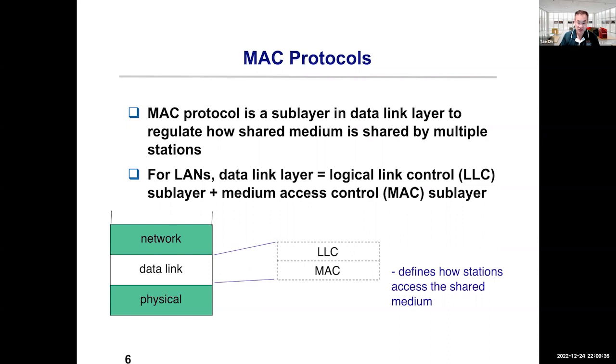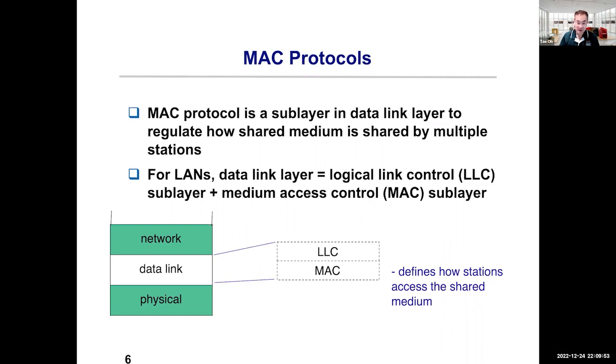The MAC address is, you could say, printed on each device at the factory. In this case, it's the MAC address for the interface of your computer.